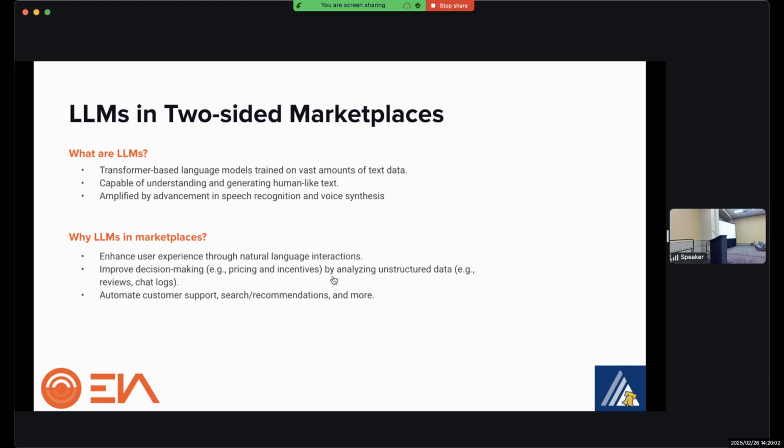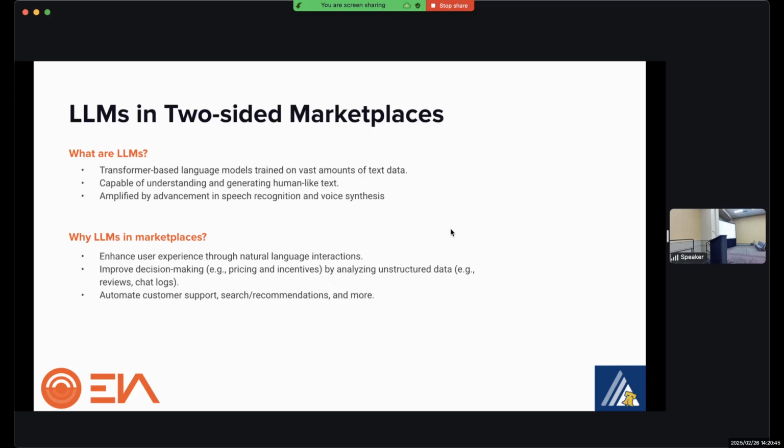And why is an LLM important in marketplaces, right? So first of all, large language models are able to enhance user experience through natural language interactions. Instead of the traditional form of interacting with an app or interacting with a menu-like customer support agent, here interacting with a large language model is very much natural, just like we are talking to our colleagues.